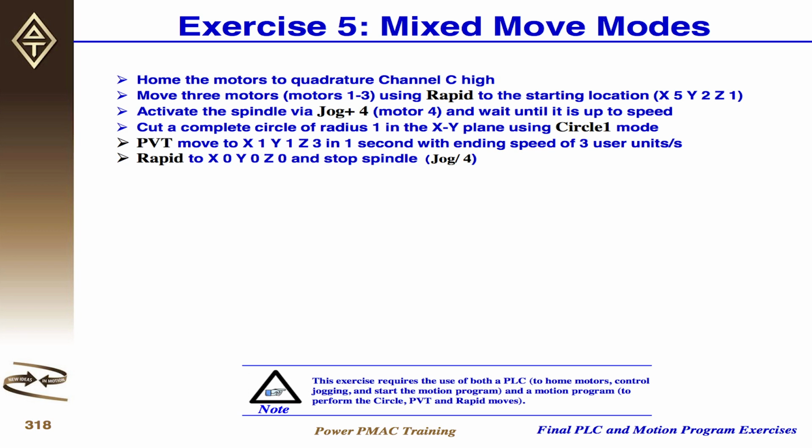You want to start jogging motor 4 by issuing jog plus 4. You want to cut a full circle using circle 1 mode in the XY plane. And I believe that this example actually forgets to tell you where the center point is, so you can just establish it wherever you want, really. I think the solution code puts the center point 1 unit in X to the left in the negative direction from the starting point. And then you want to use a PVT move to go to the endpoint X1, Y1, Z3 over the course of 1 second and an ending speed of 3 user units per second.